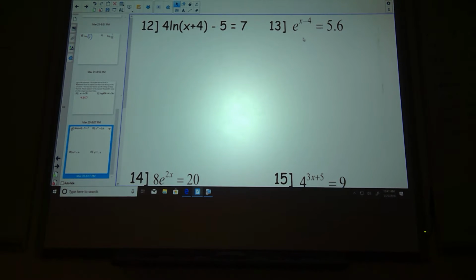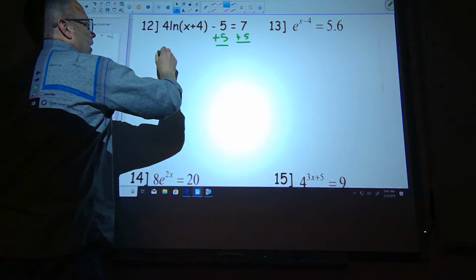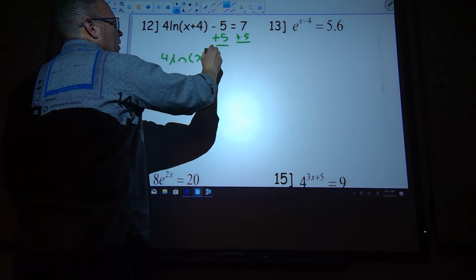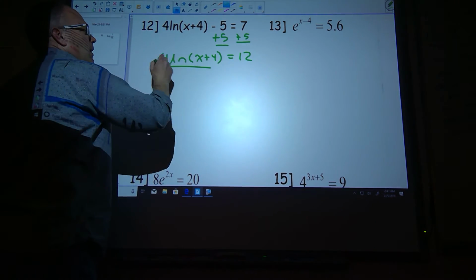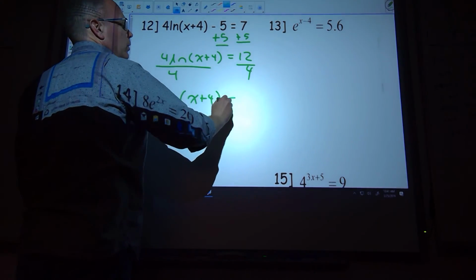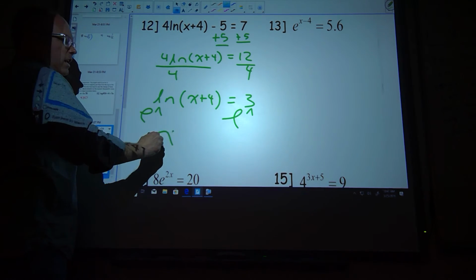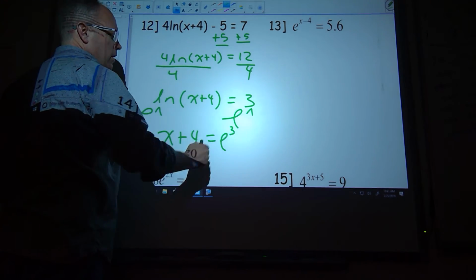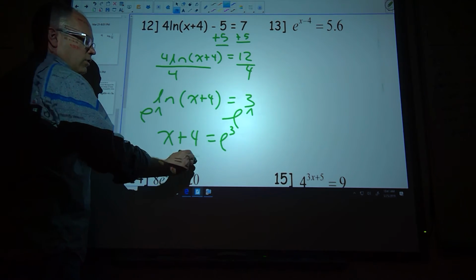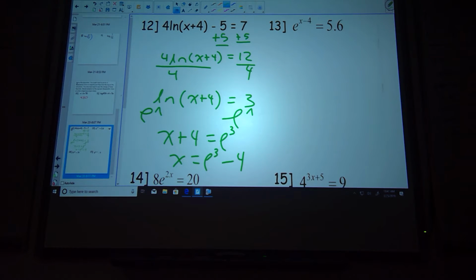So let's just work these out algebraically, and you pick the way that you want to do it. I could add 5 to both sides, so I get 4 ln(x + 4) equals 12. Divide both sides by 4, so I get ln(x + 4) is equal to 3. Then I can raise e to the power, because e and ln are opposites. So I get x + 4 equals e^3, and then my answer is e^3 minus 4. Again, your calculator is going to handle that nicely, but that's the algebraic method.